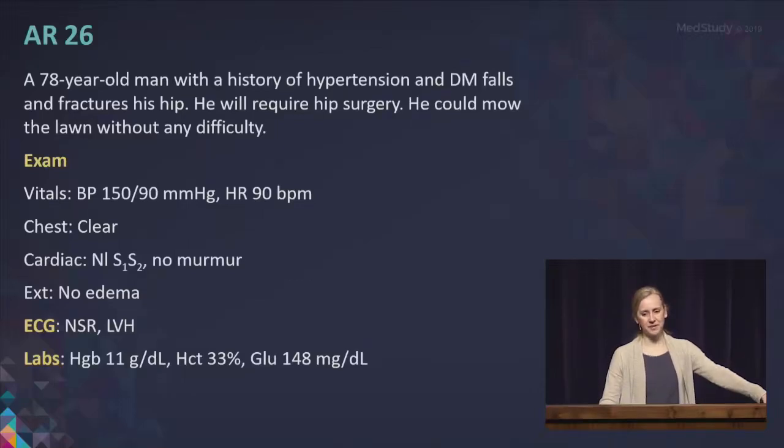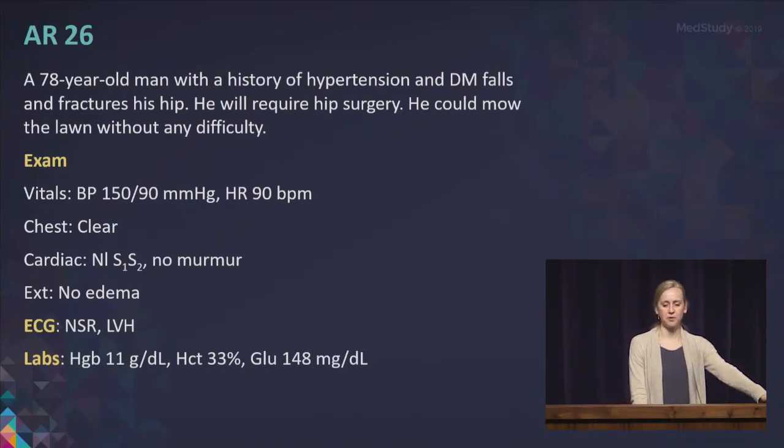A 78-year-old man with a history of hypertension and diabetes falls and fractures his hip. He will require hip surgery. He could mow the lawn without any difficulties. His blood pressure is 150/90. His heart rate is 90. His chest is clear. His heart exam is normal, S1, S2, with no murmurs. He has no edema. His EKG shows normal sinus rhythm with left ventricular hypertrophy.